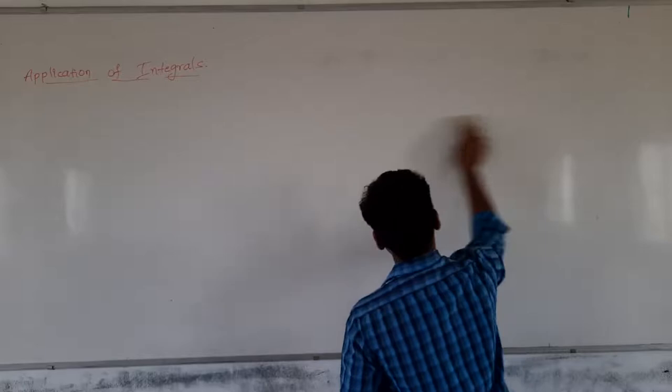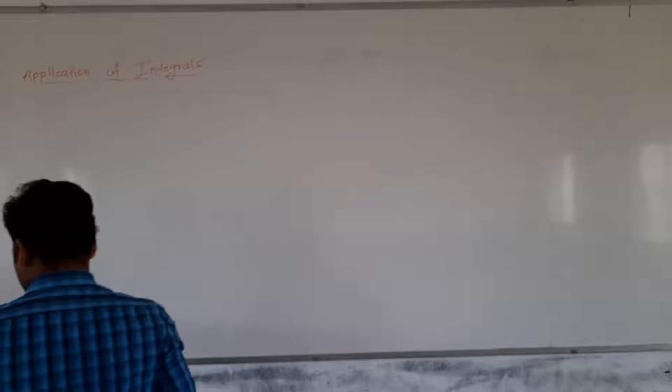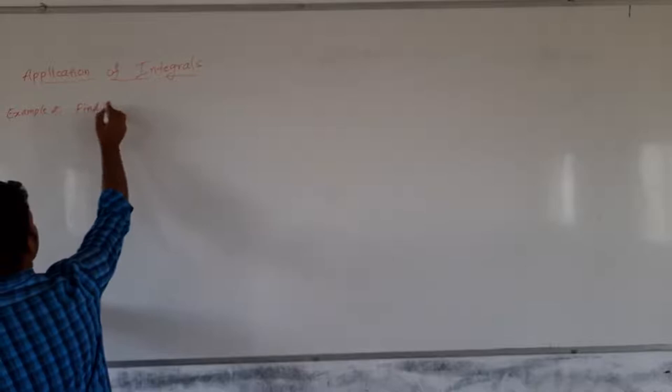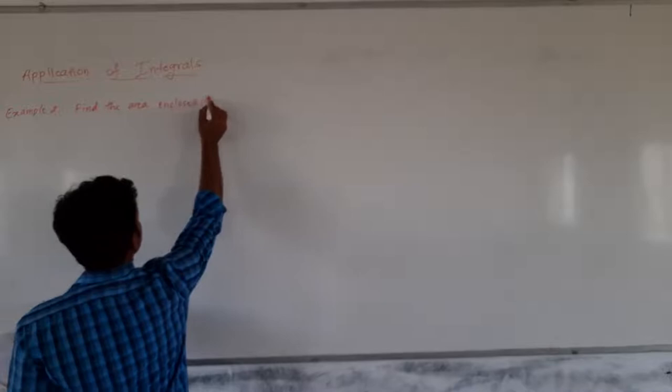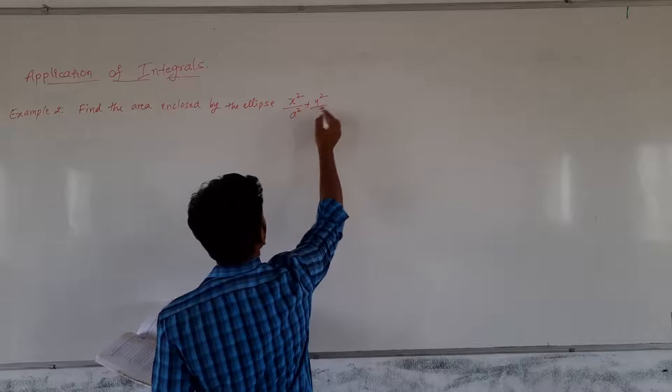Okay, now let us take the next example, that is example 2. Example 2 we are solving. Find the area enclosed by the ellipse x square by a square plus y square by b square equal to 1.